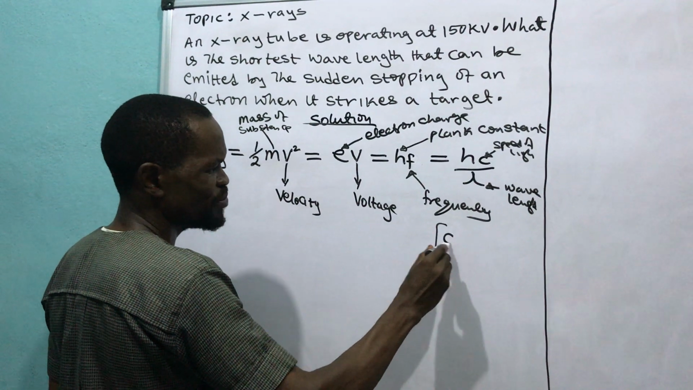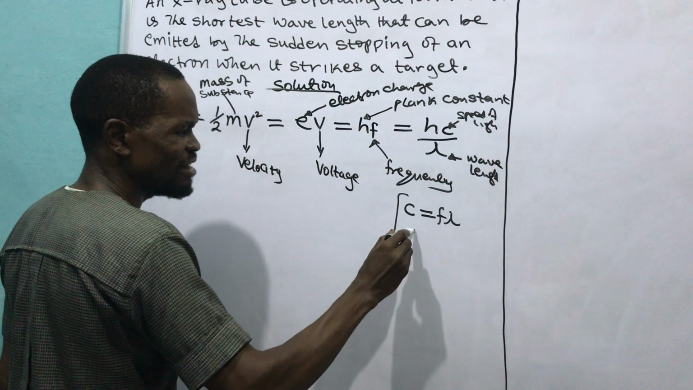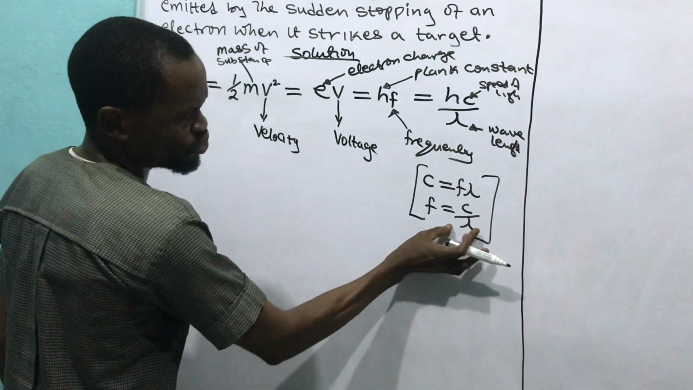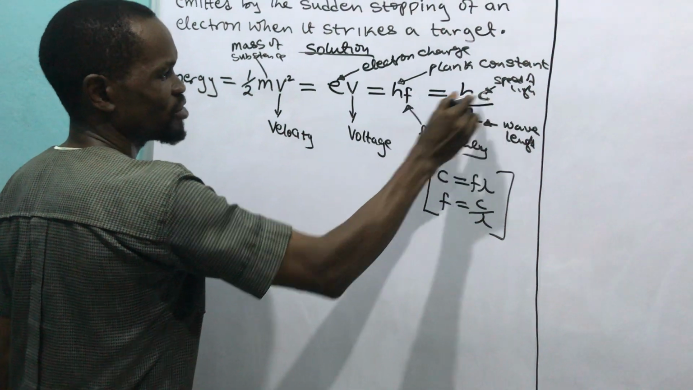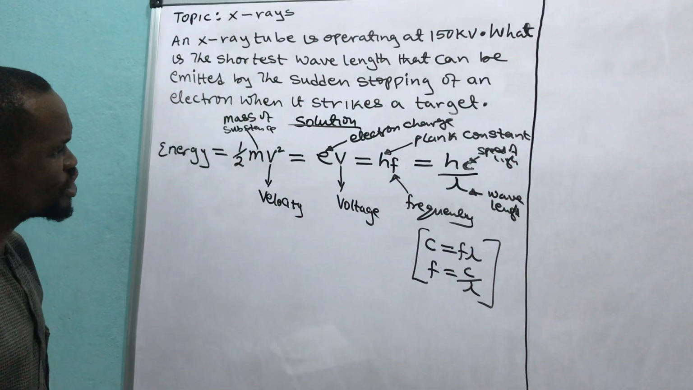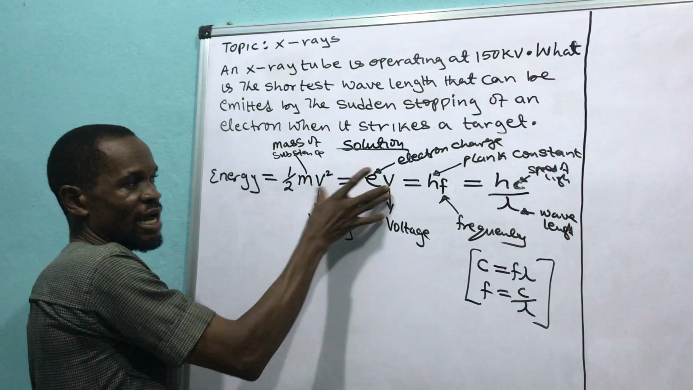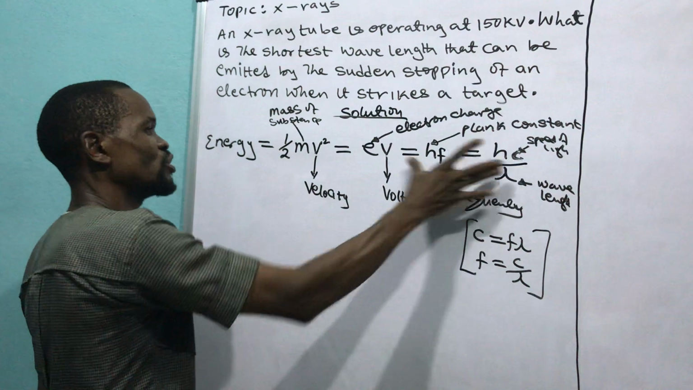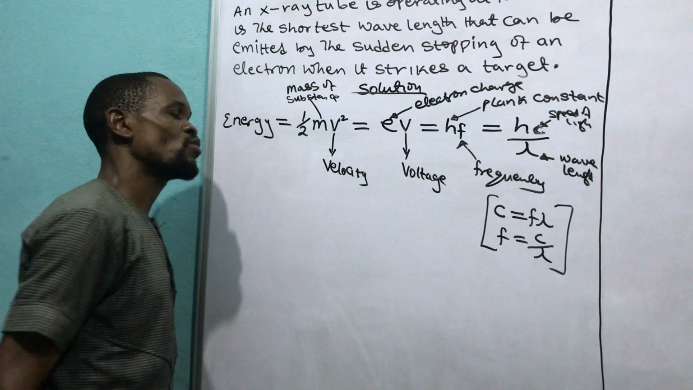You remember that we said speed of light is equal to frequency times lambda. And making the frequency subject of the formula, I have c over lambda. Then substituting this for frequency, I have this. So what does this equation mean? This equation simply means that I can equate these two, and it becomes my equation. I can equate this to this, and it becomes my equation.